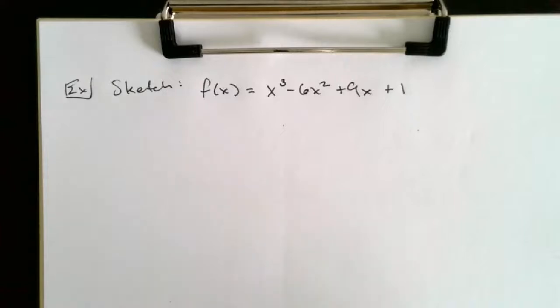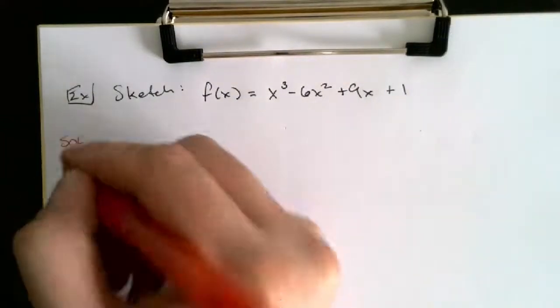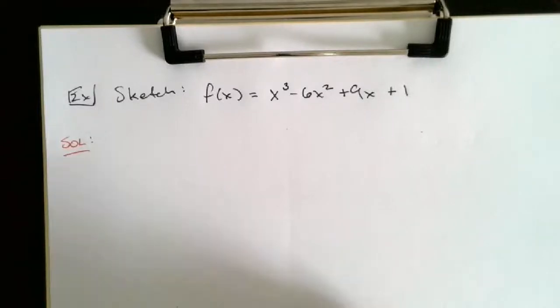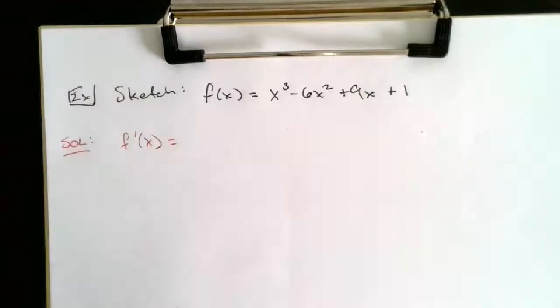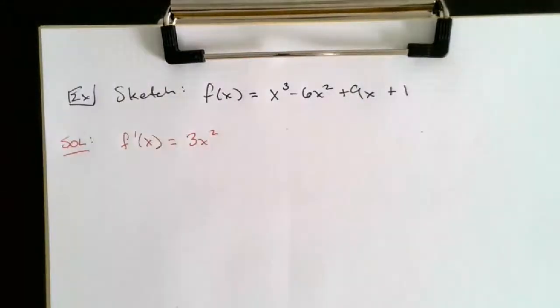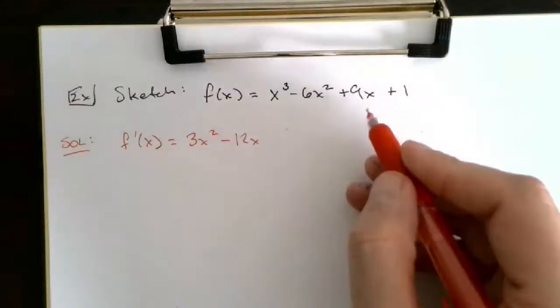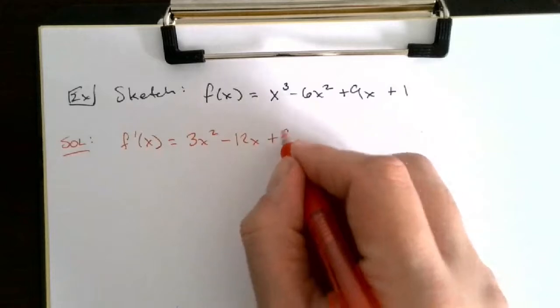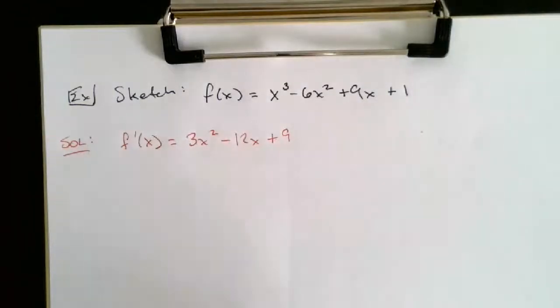So in this case, the first thing we'll do is look for the first derivative, because to find critical values, you always need the first derivative. So for the first derivative, I have f prime of x is equal to, taking the derivative here, 3x squared minus 12x, and the derivative of 9x is just positive 9. Plus 1, derivative of 1 goes to 0. So that's your first derivative.